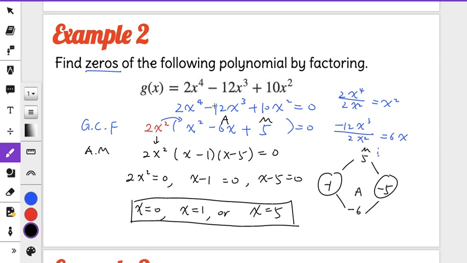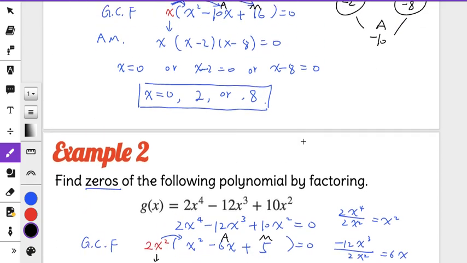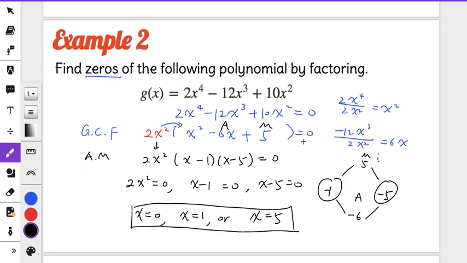So these two examples, as you can see, we combine the GCF and the AM method together to figure out the solution. I hope this video is helpful.